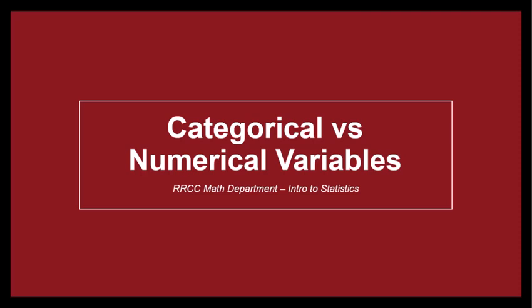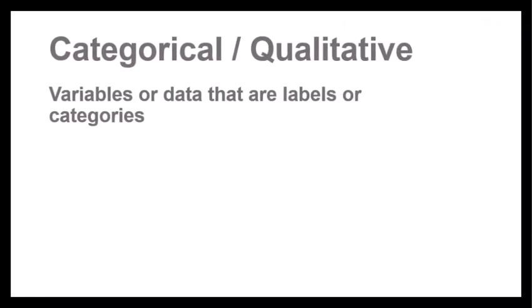Everyone, in this video we're talking about categorical versus numerical variables. These two different types of variables, every variable kind of falls in one category or the other. So categorical, or sometimes this is also called qualitative data or variables, these are things that are labels or categories.